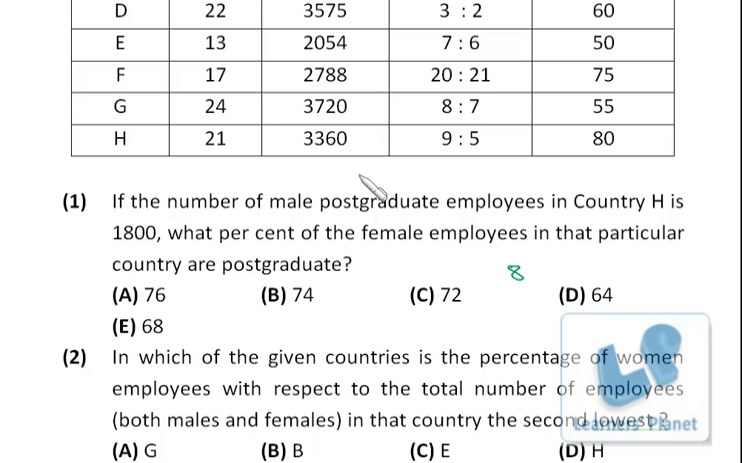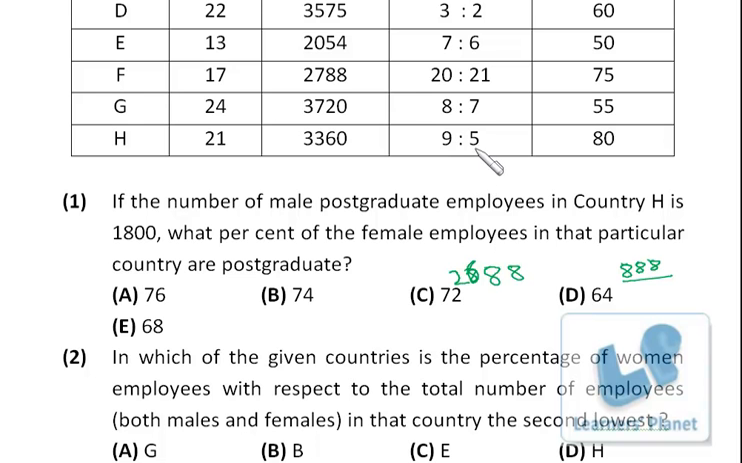So 8 6s are 48, 8 3s are 24 and 4 is 28, 8 3s are 24 and 4. I'm sorry, 8 3s are 24 and 2 is 26. So 2688 is the total number of employees who are postgraduates. Now out of this 2688, 1800 are males, right? So the remaining 888 are females. Now we have to find out what percent of female employees in that particular country are postgraduates.